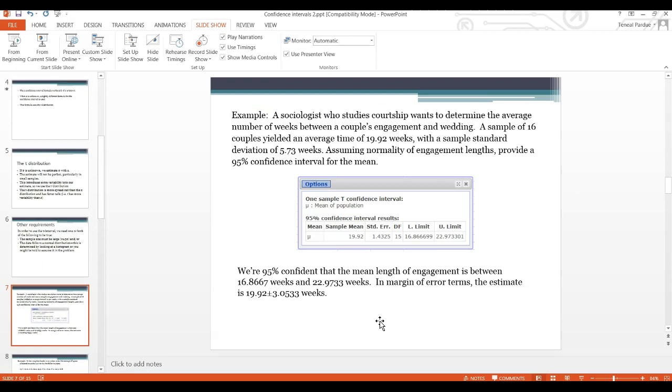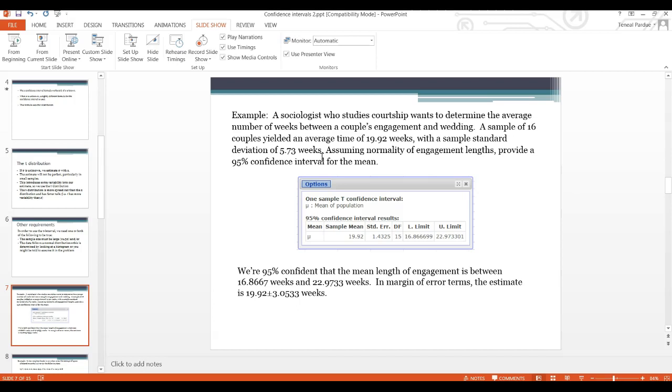So here's an example with a t-distribution. We want to do a 95% confidence interval for the mean length of all engagements. And so here's what we have: a sample of 16 couples had a sample mean of 19.92 weeks of their engagement, and it says the sample standard deviation is 5.73 weeks. The fact that that's a sample standard deviation is what makes this a t-interval and not a z.